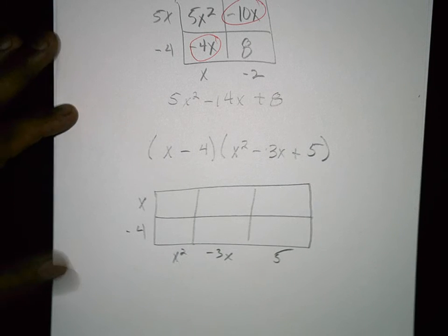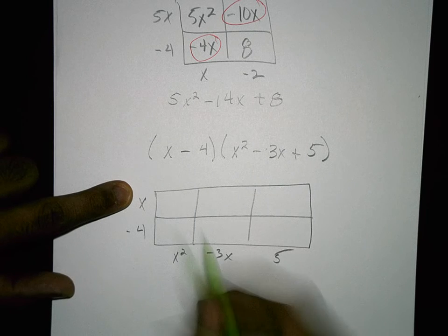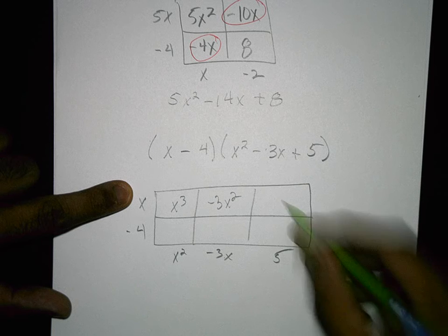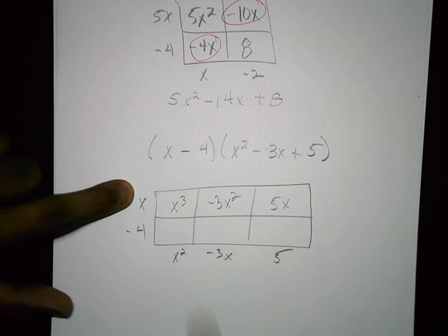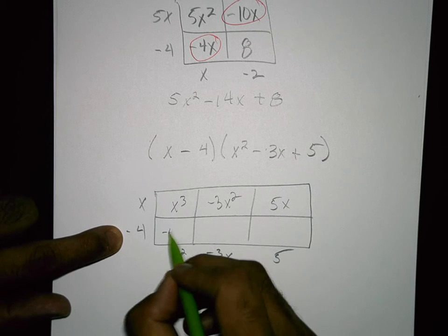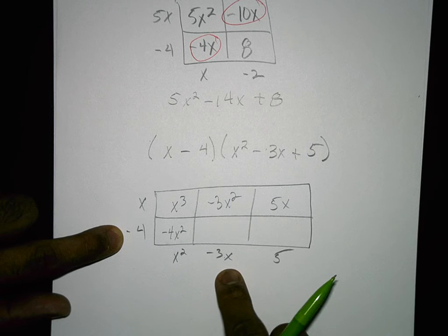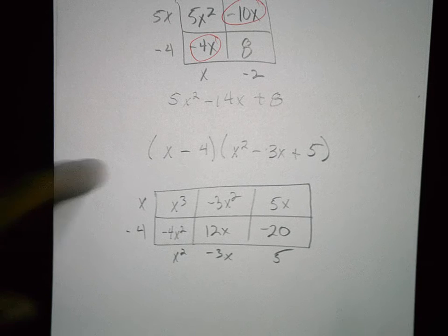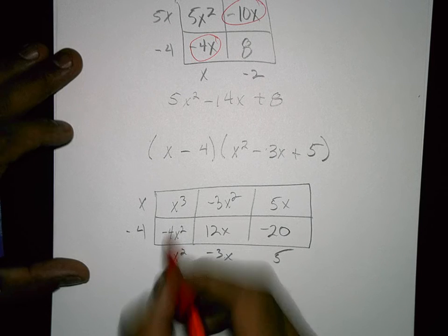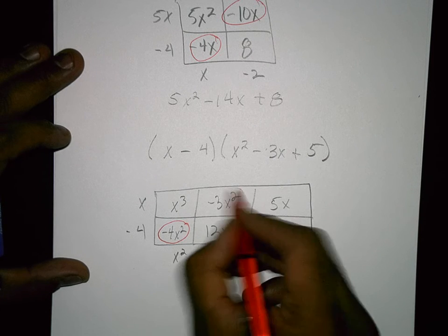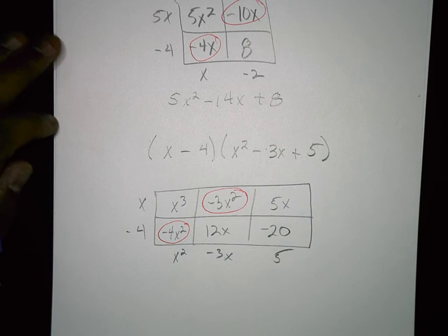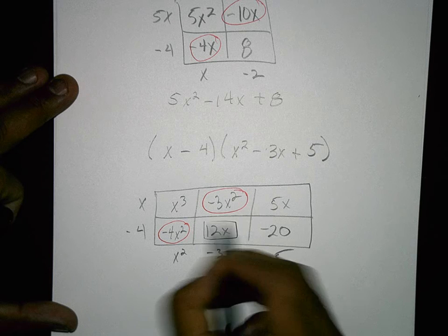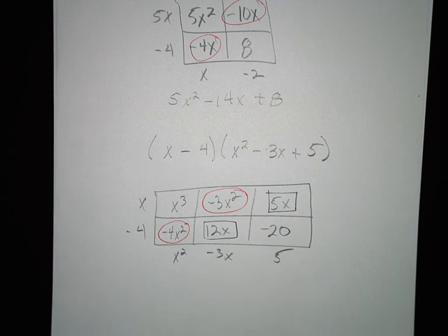All right, then just fill in the boxes. So the first one is x squared and x, so that's x to the third, negative 3x squared, and 5x. Then right here I'm looking at negative 4x squared, positive 12x, and negative 20. Okay. And then I'm going to look for any kind of like terms. So this one and this one are alike. And this one and this one are alike.